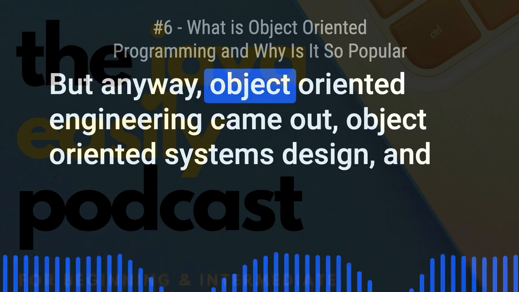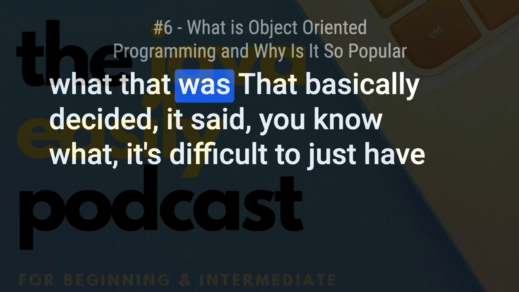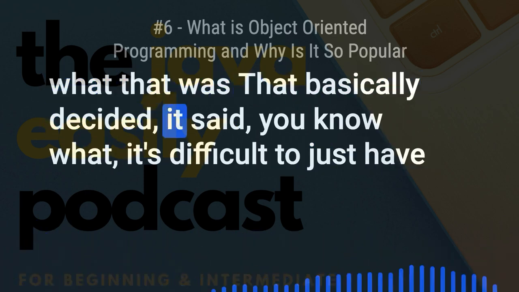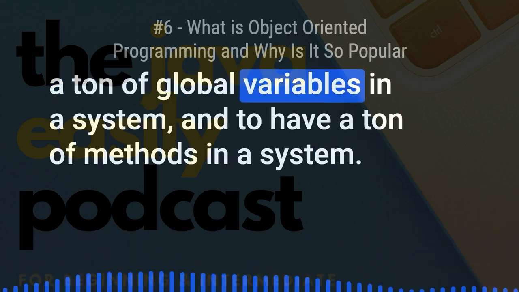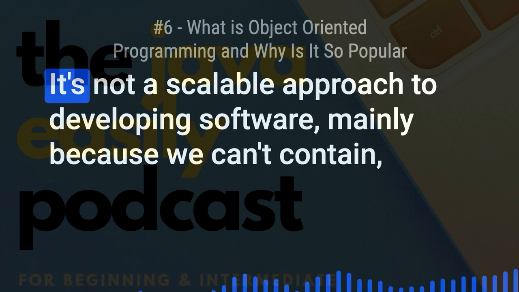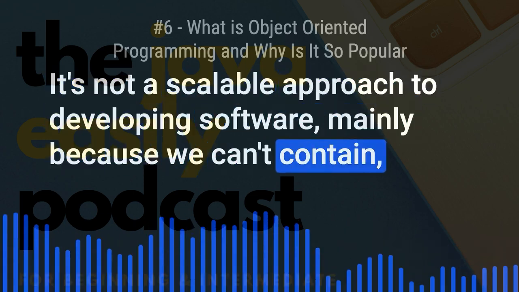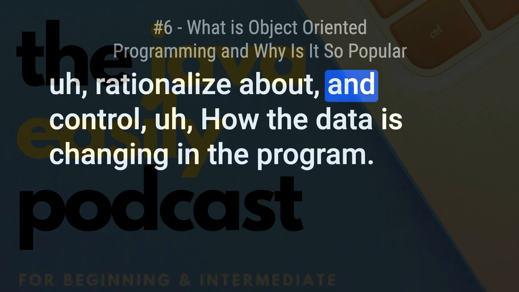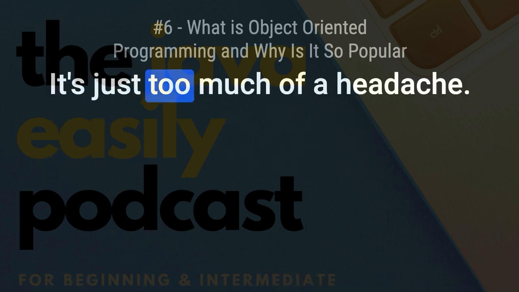But anyway, object-oriented engineering came out, object-oriented systems design, and what that was, it basically said, you know what, it's difficult to just have a ton of global variables in a system and to have a ton of methods in a system. It's not a scalable approach to developing software, mainly because we can't contain, rationalize about, and control how the data is changing in the program. It's just too much of a headache.